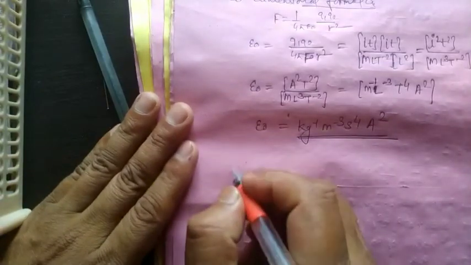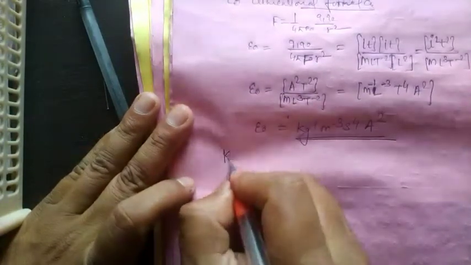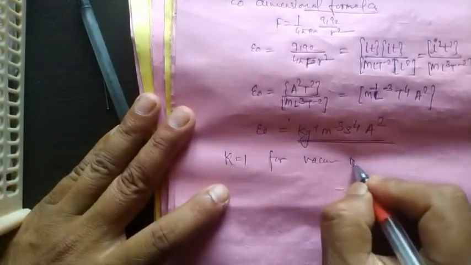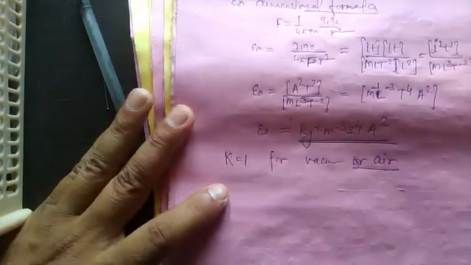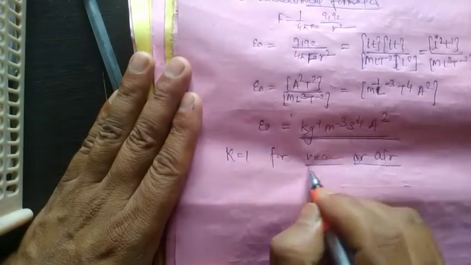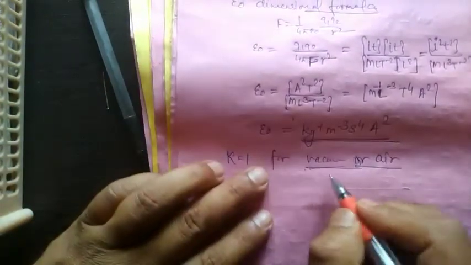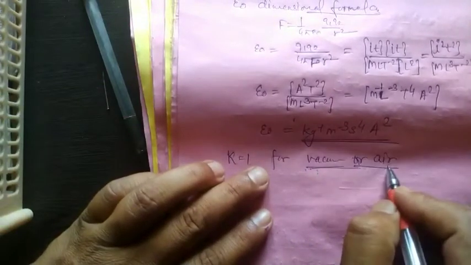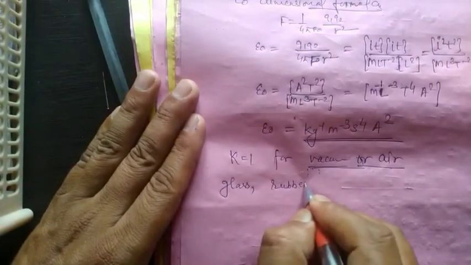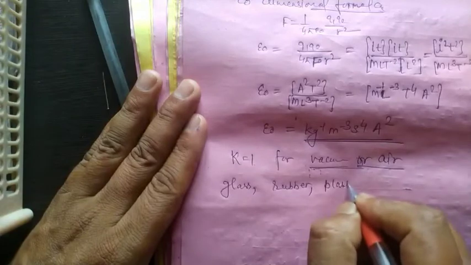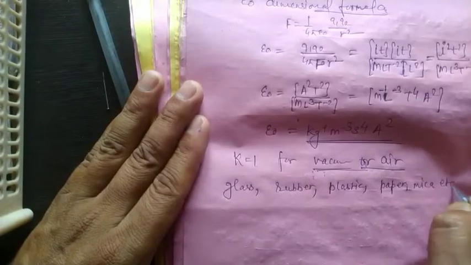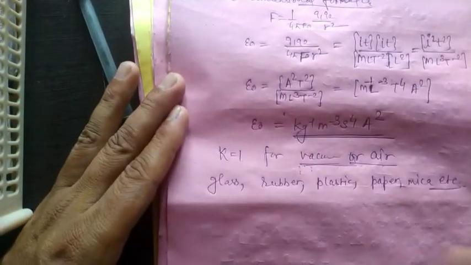As you know, we have K equals 1 for vacuum or air. Now, if in the place of vacuum or air we put glass, rubber, plastic, paper, mica and so on, some different types of substances.